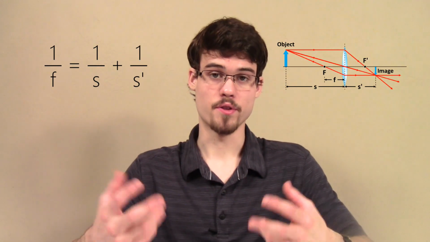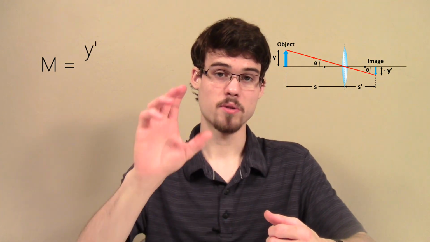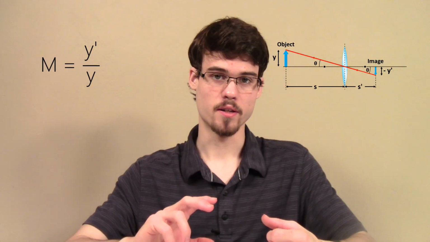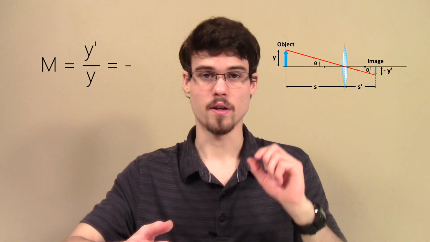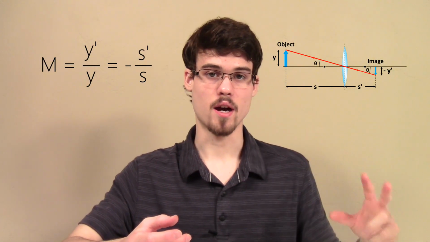The other equation we need for this experiment is for lateral magnification. So magnification, that's relating the image and the object size, and the magnification m is equal to the image height divided by the object height. And it's also equal to the negative of the image distance divided by the object distance.